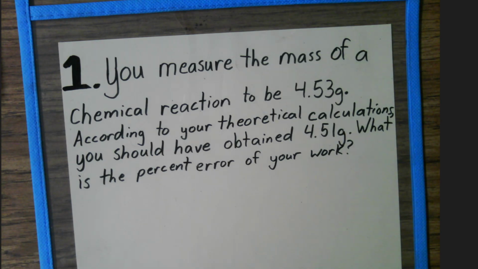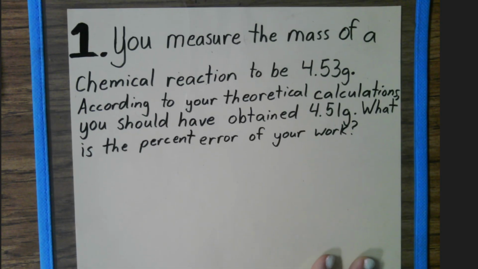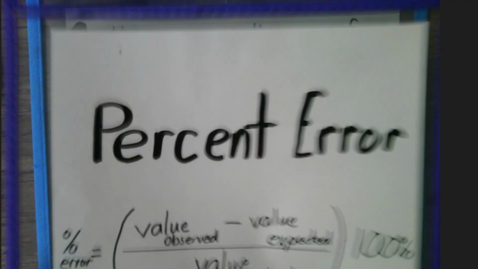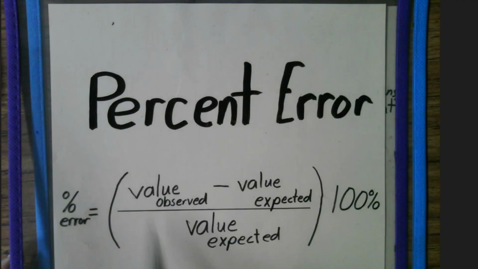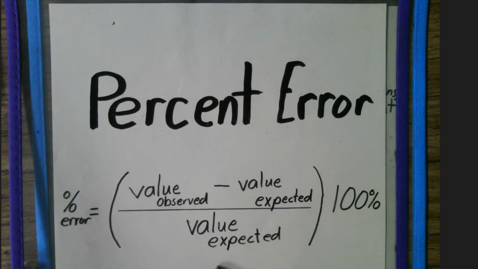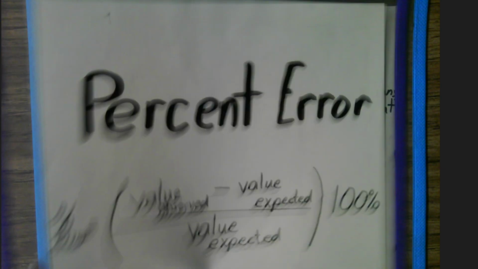You measure the mass of a chemical reaction to be 4.53 grams. According to your theoretical calculations, you should have obtained 4.51 grams. What is the percentage error of your work? Well, we're first going to start with our formula, which is the value observed minus the value expected divided by the value expected multiplied by 100%. So let's find those in our problem.